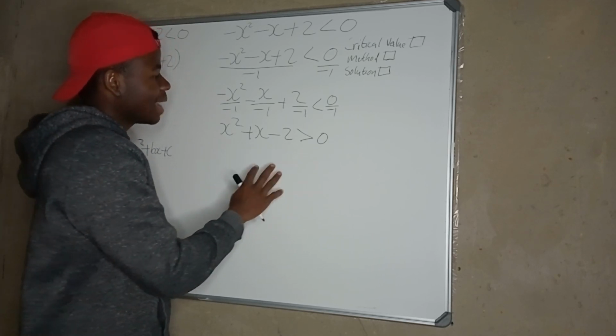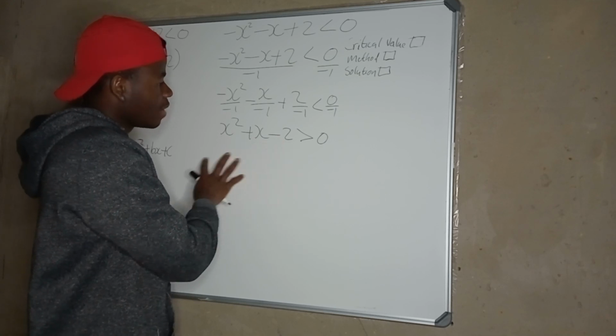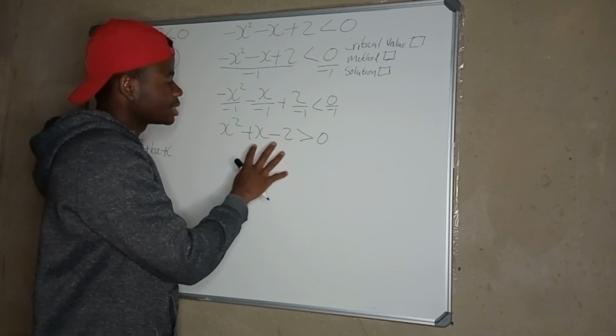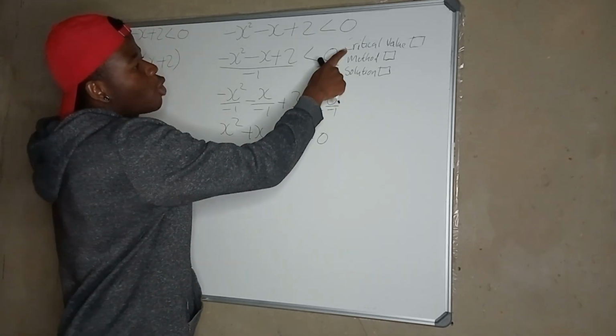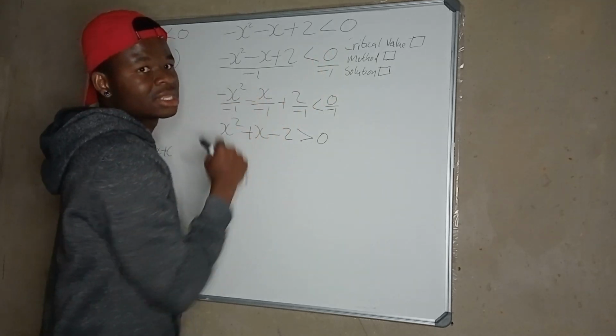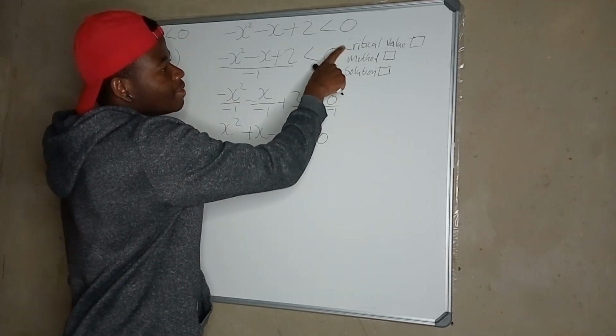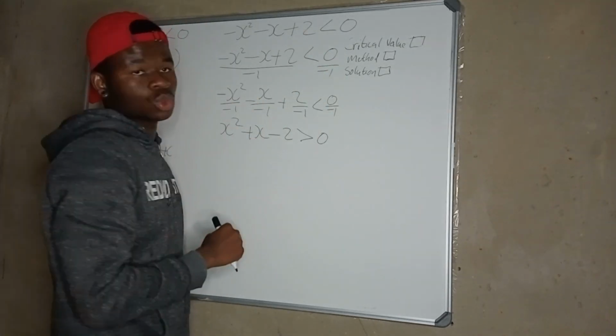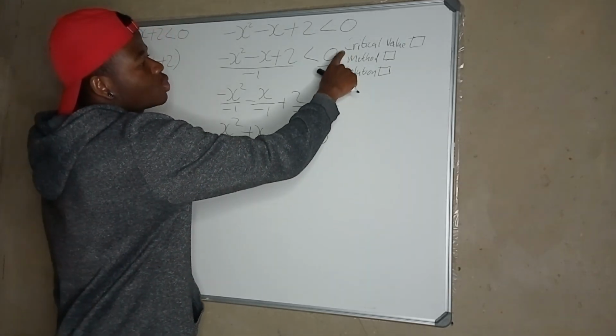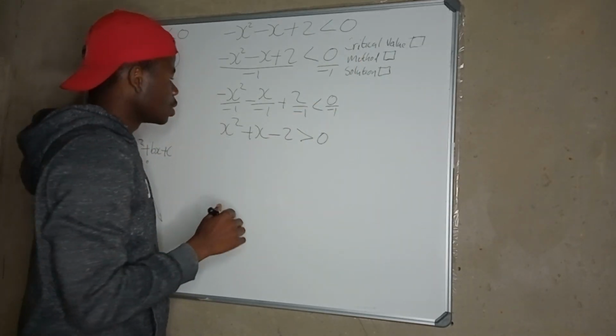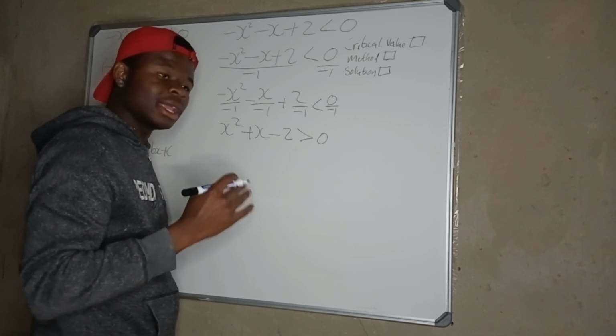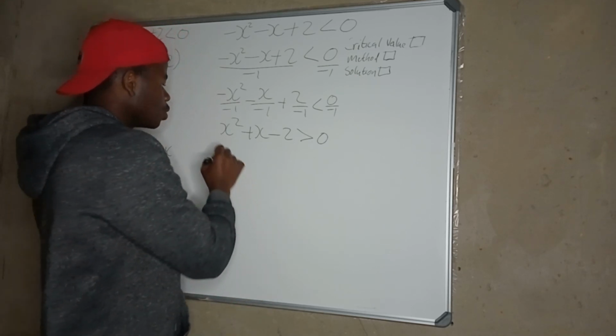So what am I going to do if I encounter an equation like this? I'm going back to those three steps of mine: critical values, method, and the solution. So we want the critical values. How do I find my critical values? I'm going to open up two brackets.